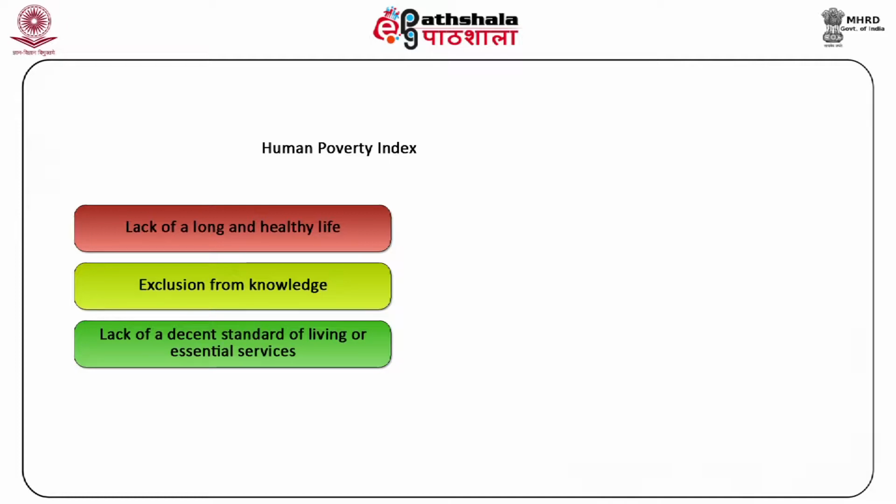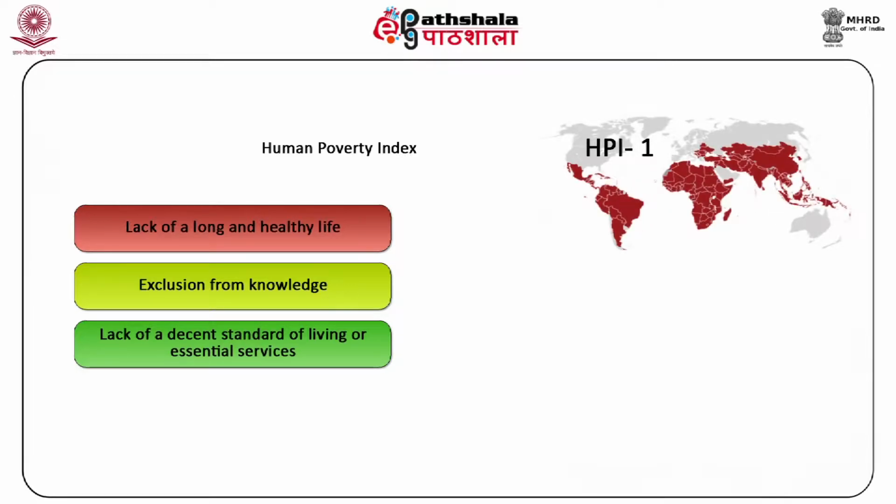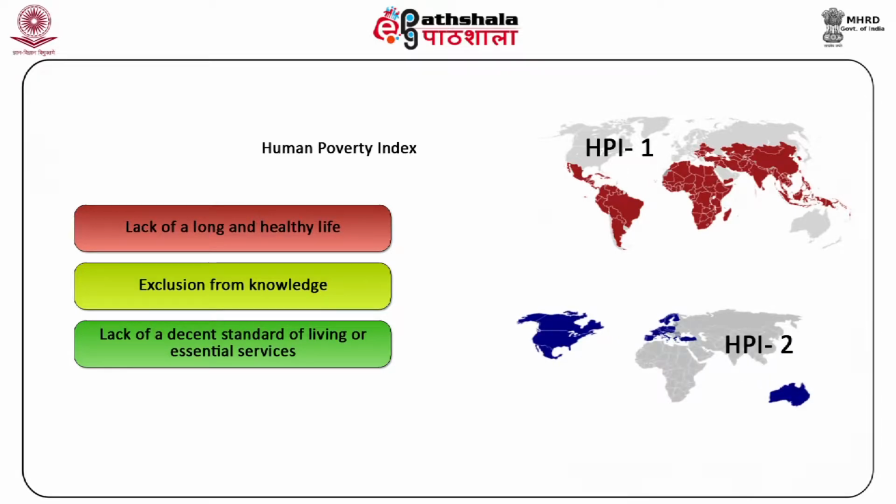It is derived separately for developing countries, HPI-1, and a group of select high-income OECD countries, HPI-2, to better reflect socio-economic differences and also the widely different measures of deprivation in the two groups.